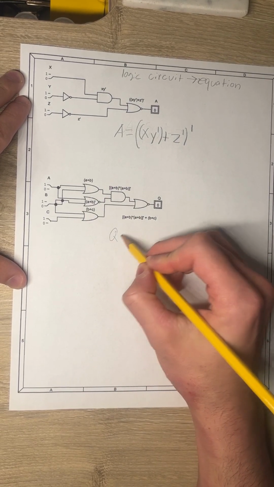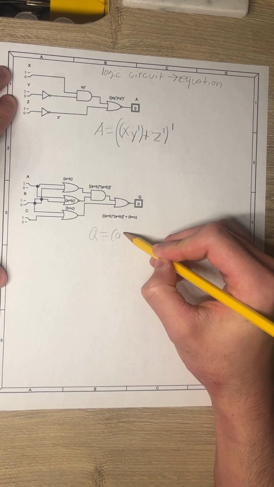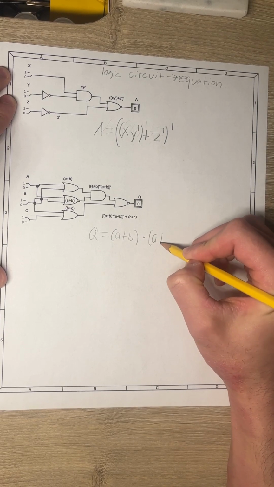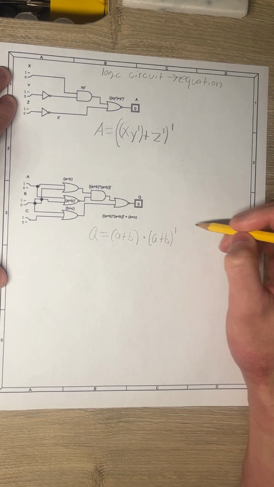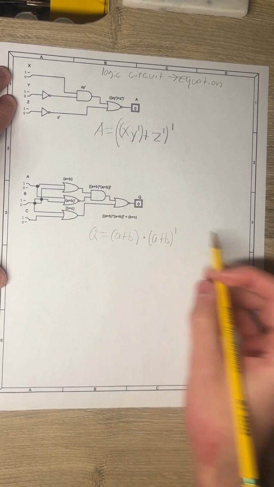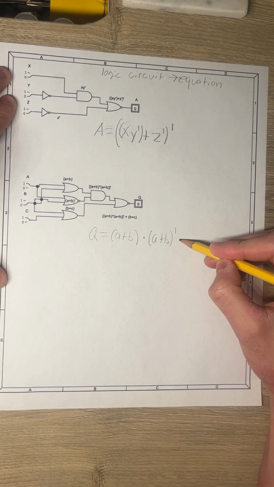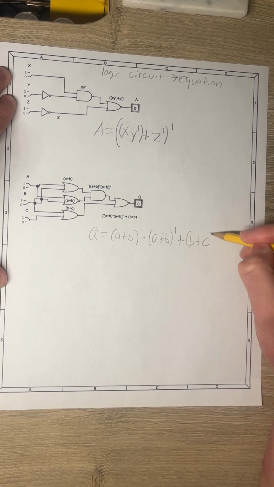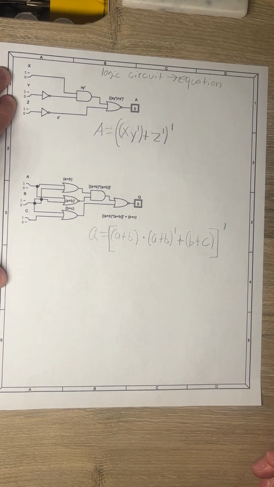So Q equals, we write out the whole equation, A plus B negated. And then it gets ORed together with this expression right here, B plus C, and then we negate the whole thing, and that's our final answer.